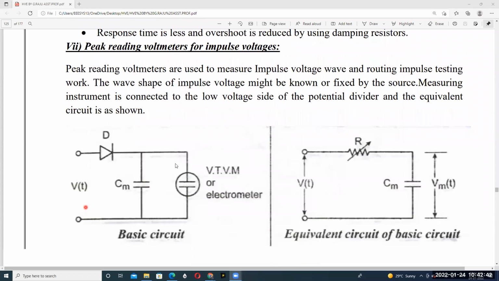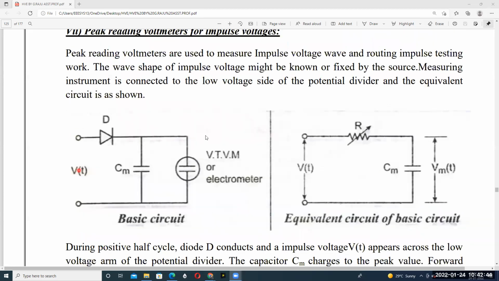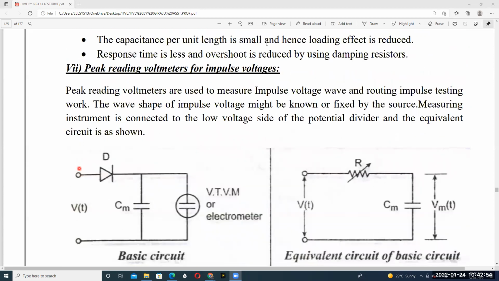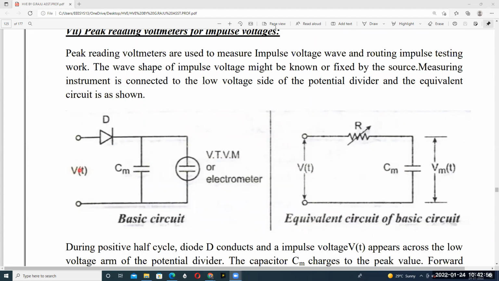This is our input voltage V of t, that is called our impulse voltage V of t. Here we apply the impulse voltage to the peak reading voltmeter. You know well the standard wave shape of impulse voltage. There is a wave front term and a wave tail term. We have to measure the peak value.